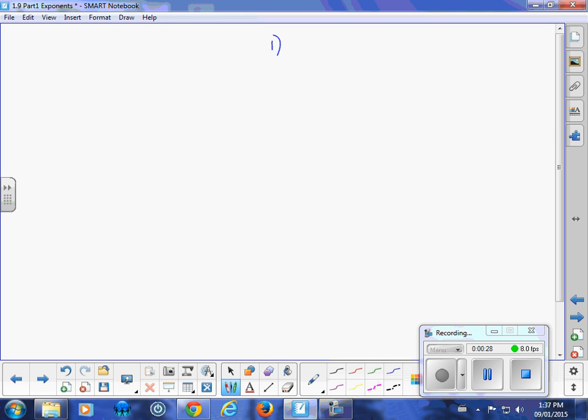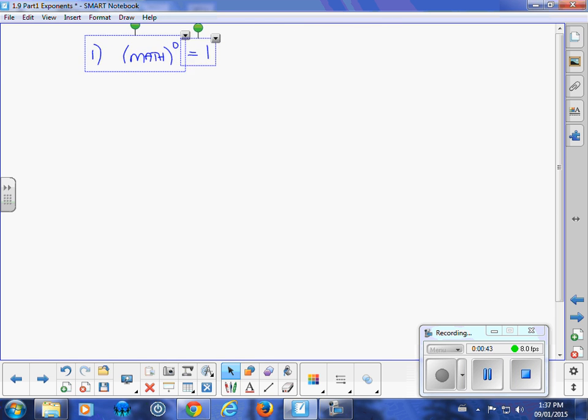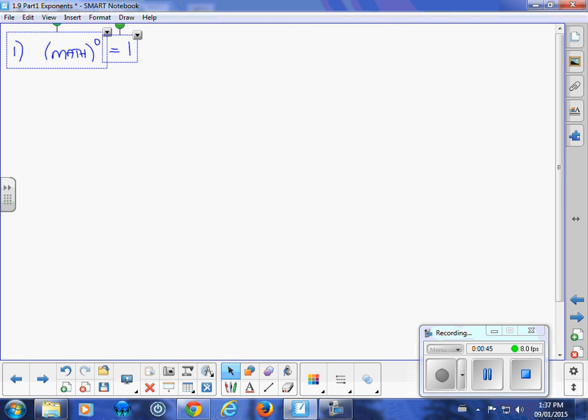So the first example I want to look at is what happens if I put a word in here. What happens if I said math to the exponent 0? I'm just emphasizing, hey, anything to the exponent 0 will equal 1. So I can put names in there. Also, I like doing this one. This is one of my favorites to put on a test.